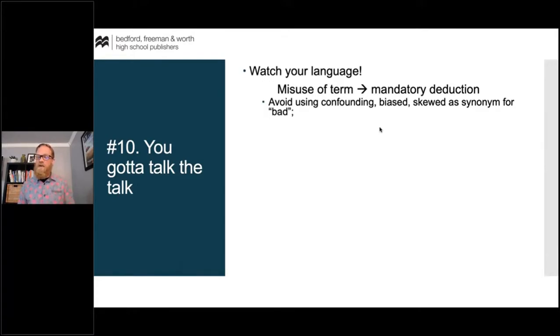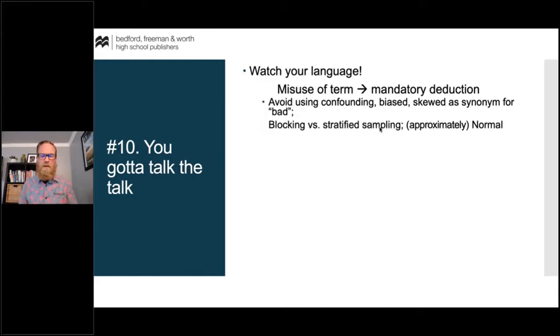Okay, confounding variable is something that makes it difficult to tell whether an explanatory variable is causing changes in a response variable. When we say biased, we're typically referring to a sampling method which consistently overestimates or underestimates the truth. And when we're using the term skewed, we're most often referring to the shape of a distribution for a quantitative variable.